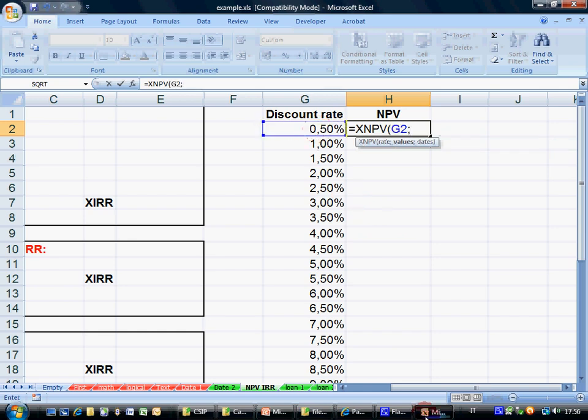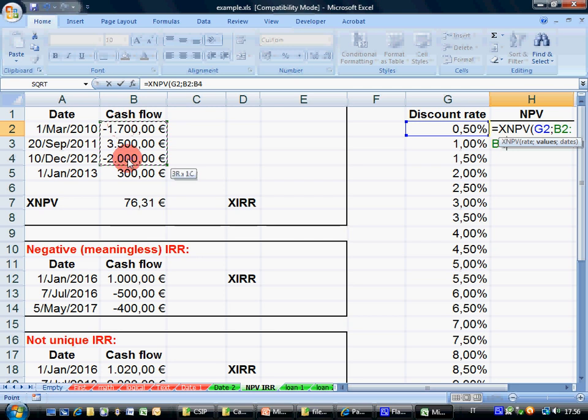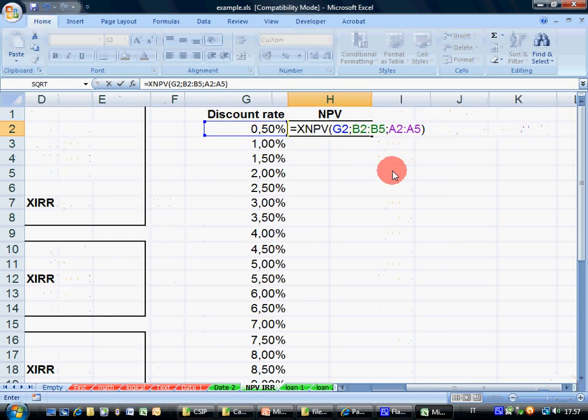The values, the dates. It's the same thing, but I will build it for every discount rate. So at the end we'll have a graph. According to the discount rate, you will see the net present value.